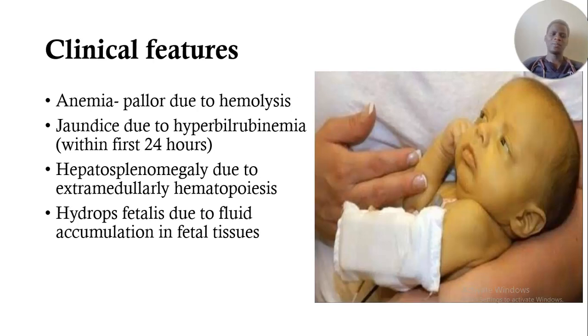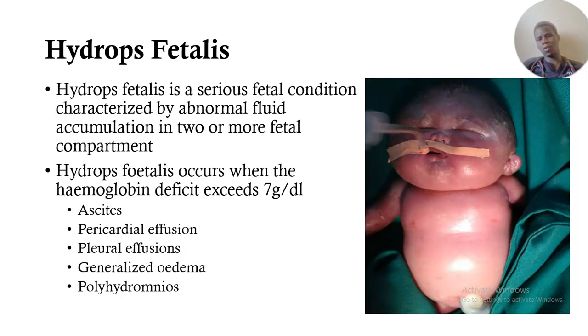Then hydrops fetalis, this is due to accumulation of fluids in one, two or more fetal compartments, as you can see in this illustration. This comes as a result of hemoglobin deficits going below 7 grams per deciliter. It will reduce the oncotic pressure, and we have fluids entering the interstitial spaces: ascites in the abdomen, pericardial effusions in the pericardial cavity, pleural effusions in the pleural cavity, generalized edema, and polyhydramnios.